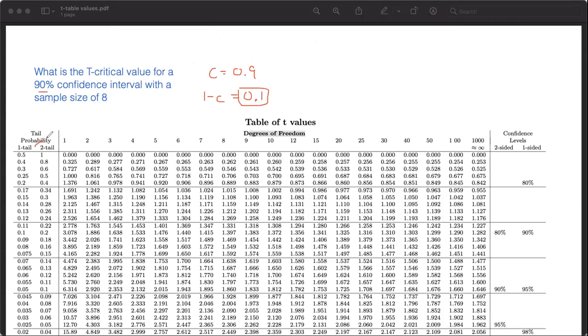Go to your two-tail column. Find 0.1. There we are. Find your degrees of freedom. Remember, that is the sample size n minus 1. Sample size is 8. We subtract off the 1, so we get a degrees of freedom of 7. That column right there, see where the two values meet. And so our T critical value is 1.895. Voila. Hope this helps.